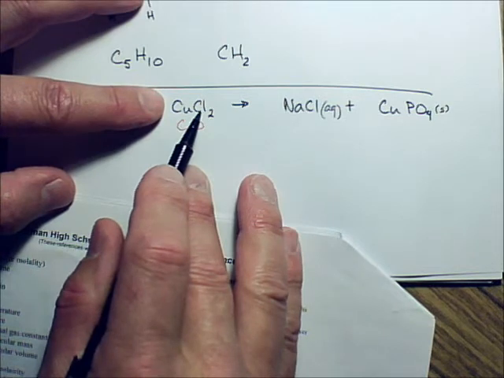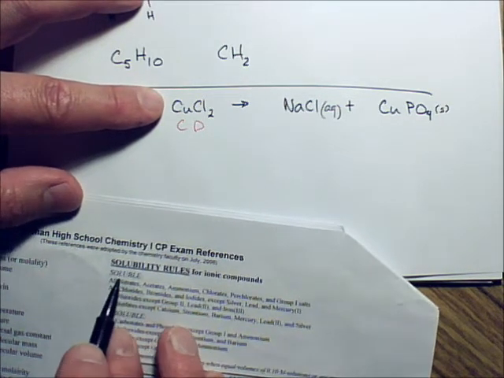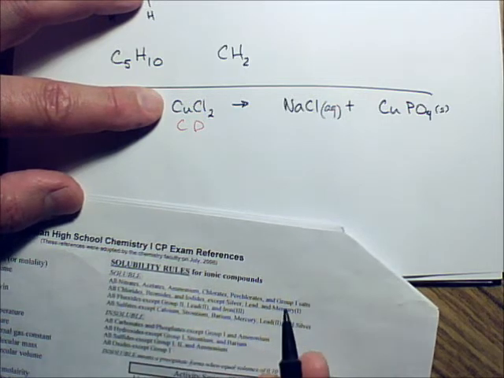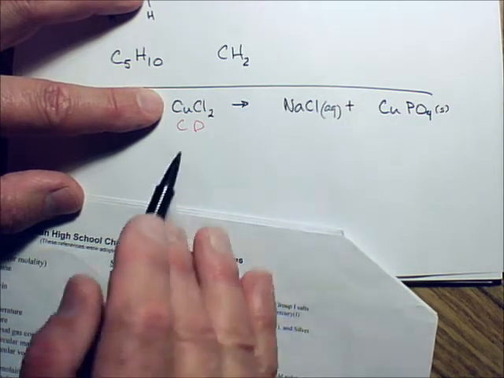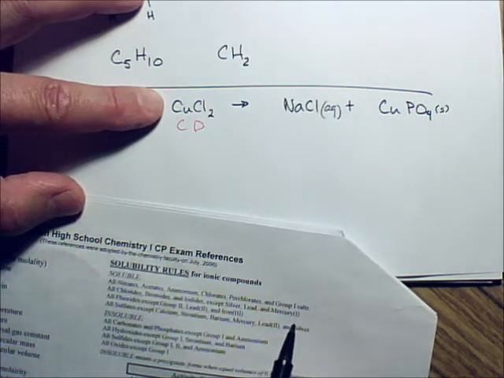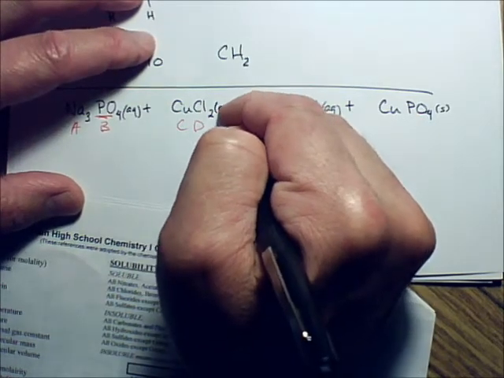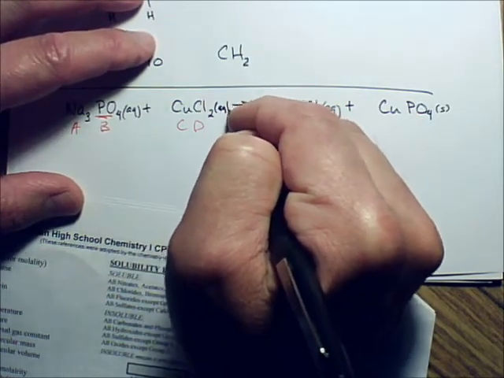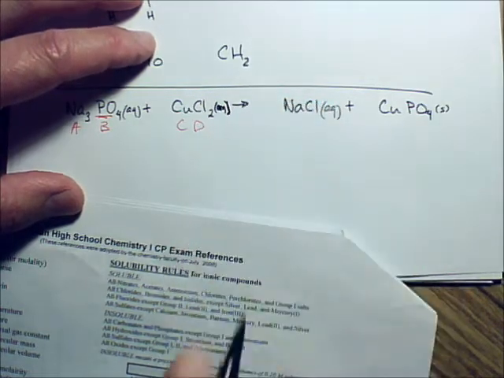We need to figure out this one here. Well, chlorides are listed right here, and it says chlorides are soluble. If there's water around, that means it's going to be aqueous, unless it's combined with silver, not silver, lead, not lead, or mercury 1, not mercury 1. So this is aqueous. If it's soluble, it's going to be aqueous if there's water around. Okay?